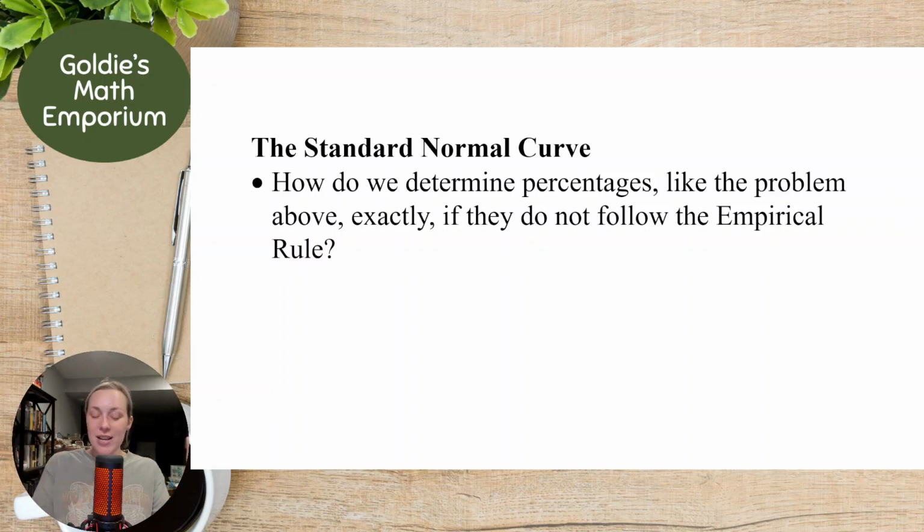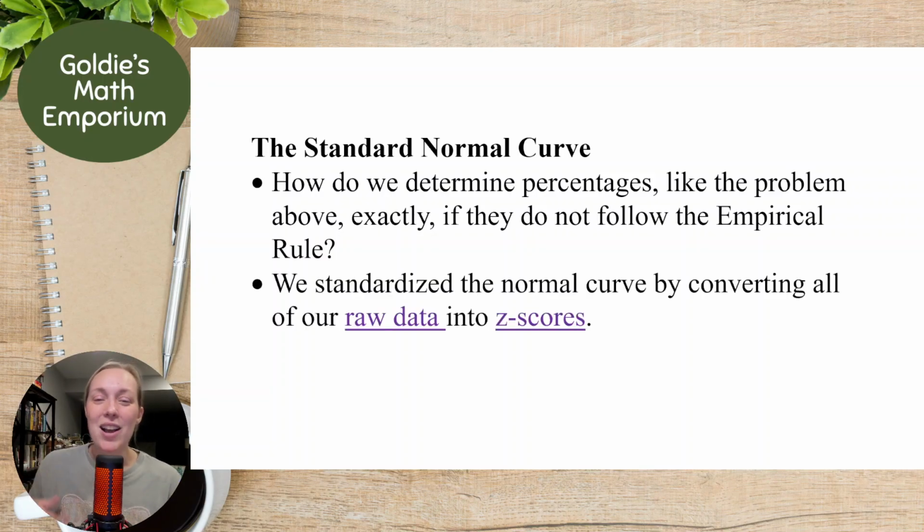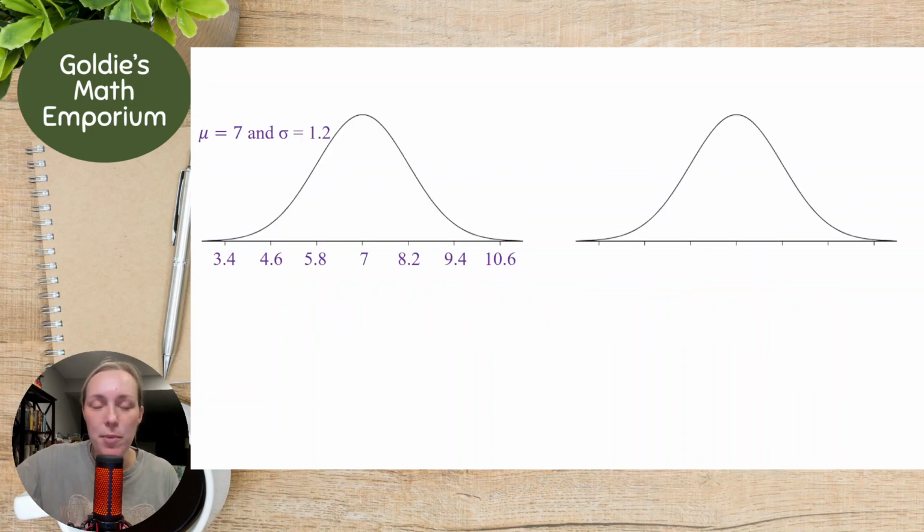This is a whole section of notes. Notes 9 is called the standard normal curve, at least the notes section we are in right now. How do we determine percentages like this problem above if they do not follow the empirical rule? Well, we can standardize the normal curve we just drew by converting all of that raw data into z-scores. And you're like, well, I would never think to do that, Goldie. Why would I want to do that? Just wait. The magic is about to happen here.